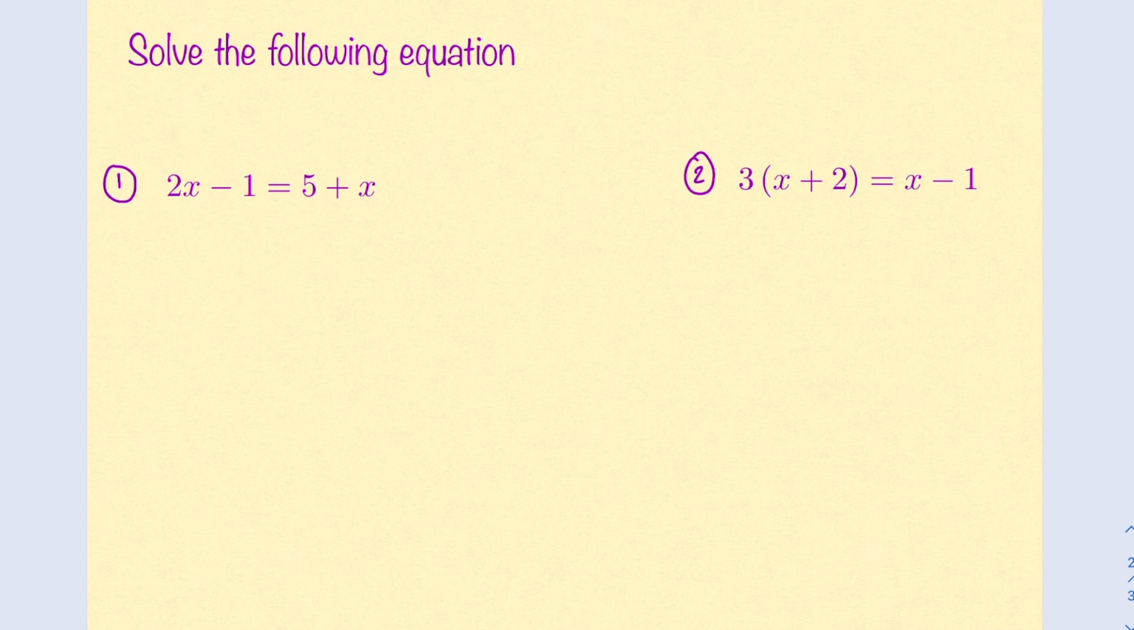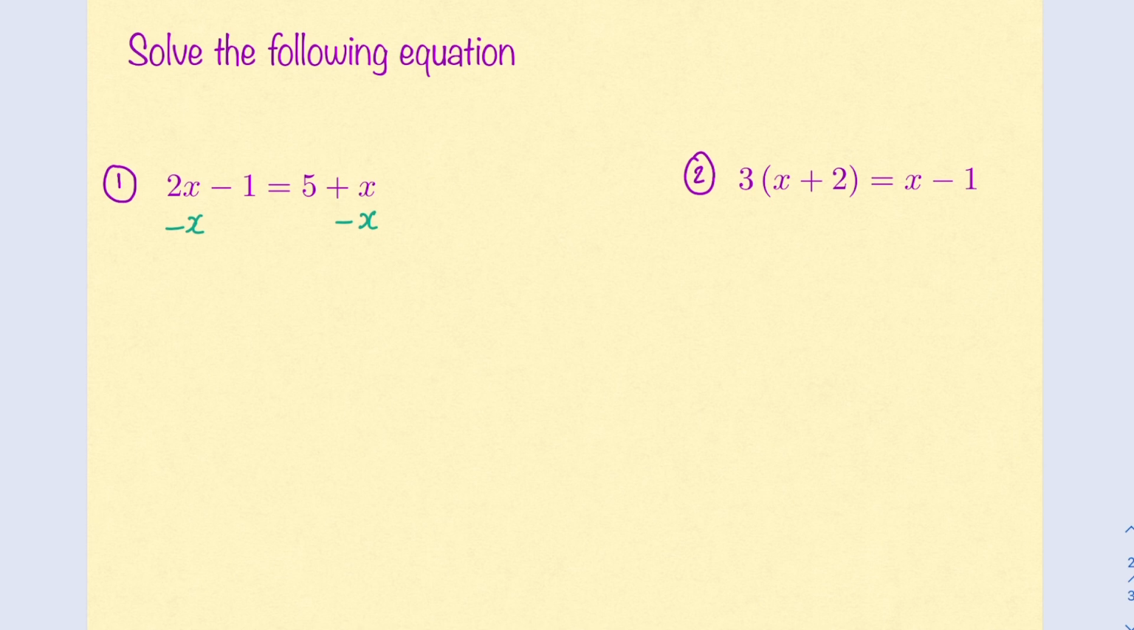Number 1. The equation says 2x minus 1 equals 5 plus x. Notice that we have x on the left and x on the right. So the first step would be to remove the x from one side of the equation. And I'm going to remove the one on the right so that I'm going to be left with just the x's on my left-hand side of the equation. So let's use an inverse operation to remove this x. The inverse of plus x is to minus x, so I have to minus x from both sides of the equation.